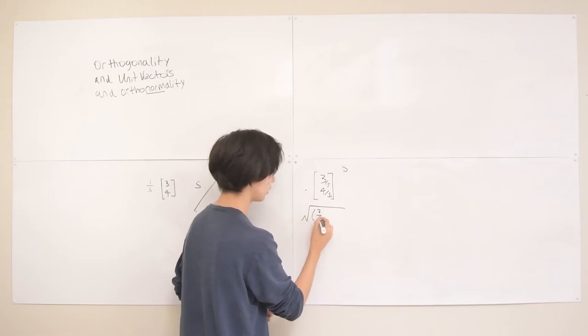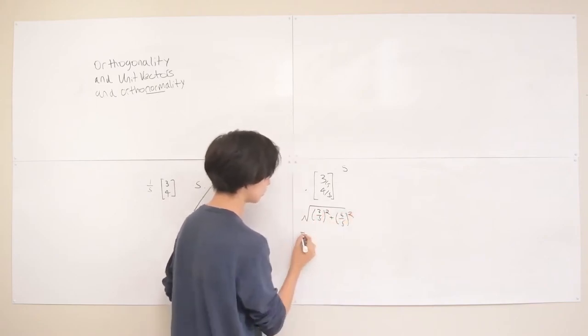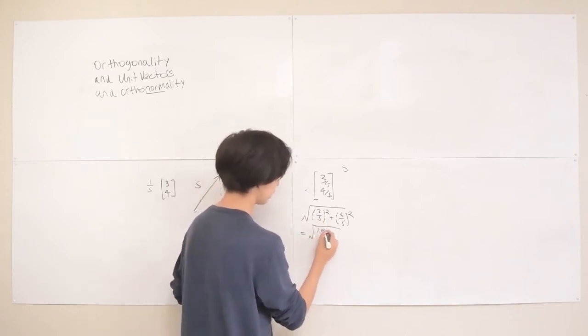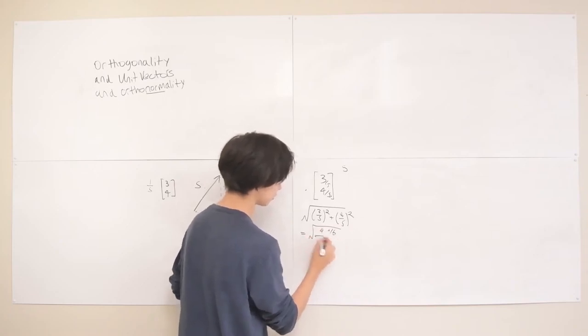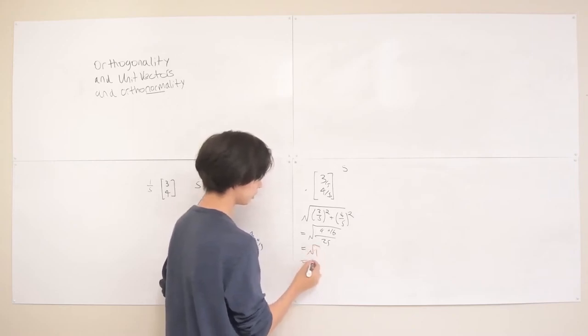So (3/5)^2 + (4/5)^2 is equal to 9/25 + 16/25. So it's 9 + 16 over 25, which is equal to 25 over 25, which is the square root of 1, which equals 1.